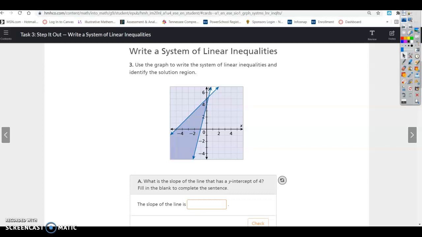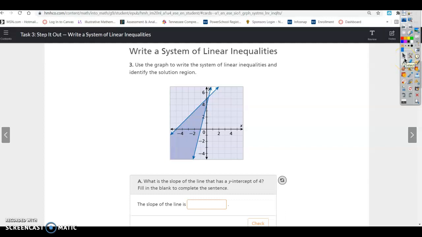Hey guys, we're still on lesson 10.2. We're on task 3. We're going to write a system of linear inequalities. It says use the graph to write the system of linear inequalities and identify the solution region.